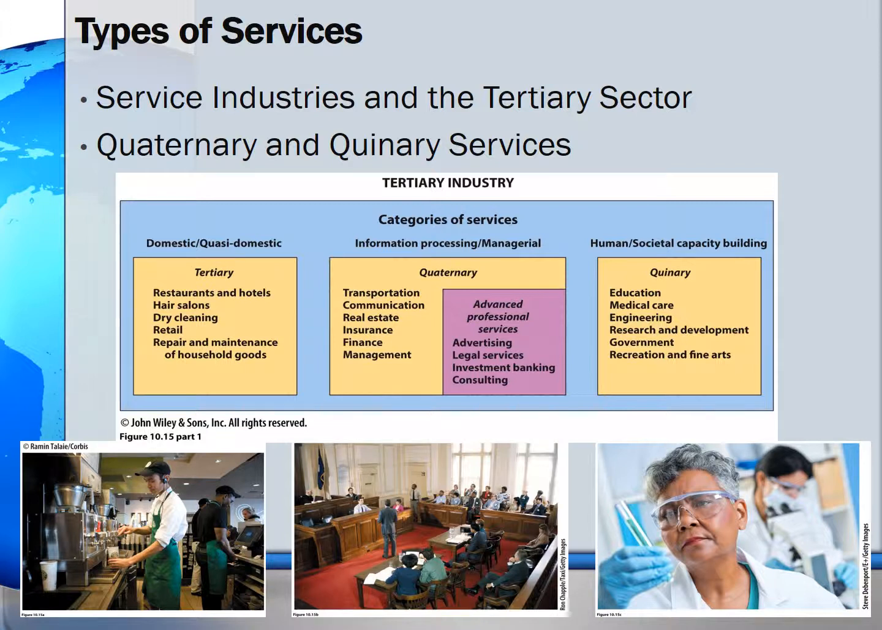These services generally require specialized expertise. In the quinary sector, services produce knowledge and enhance quality of life. The photo on the right shows a senior scientist conducting research.